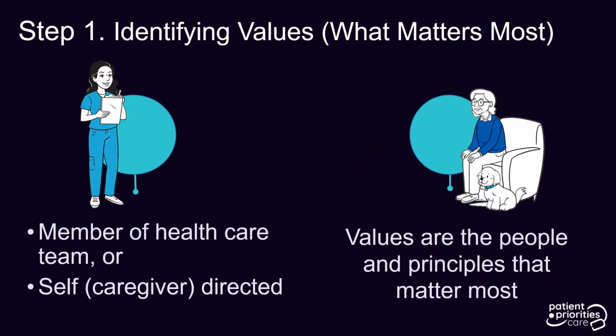In step 1, the patient's values are identified by a member of the healthcare team. Alternatively, the patient can work through his or her values, with or without a caregiver, on a self-directed website, myhealthpriorities.org. Values are the people and principles that matter most to the patient.